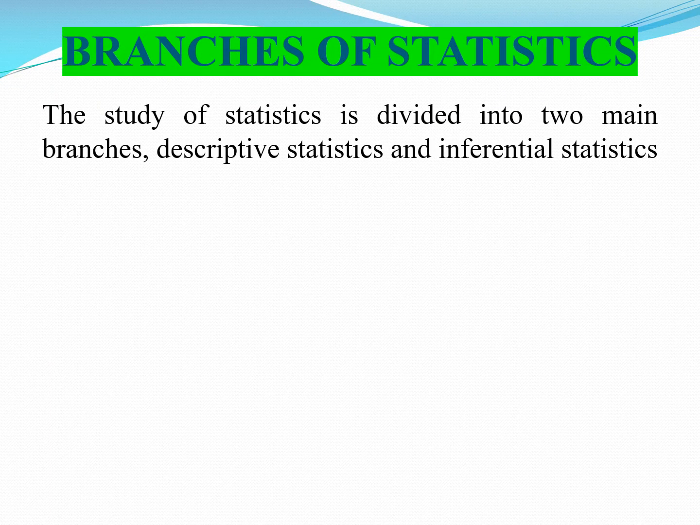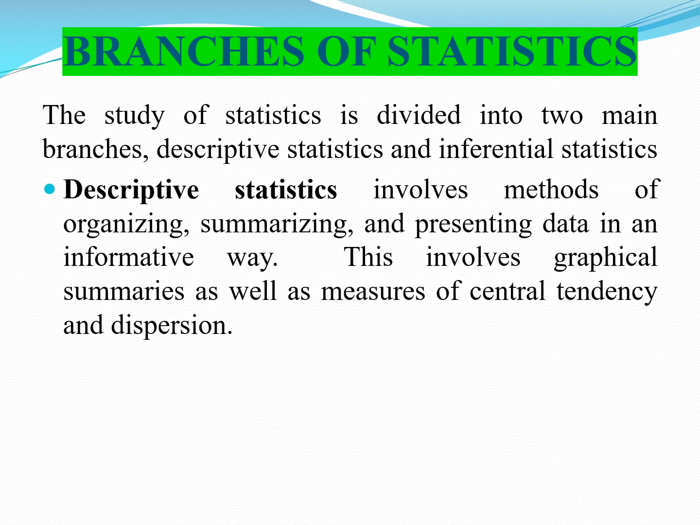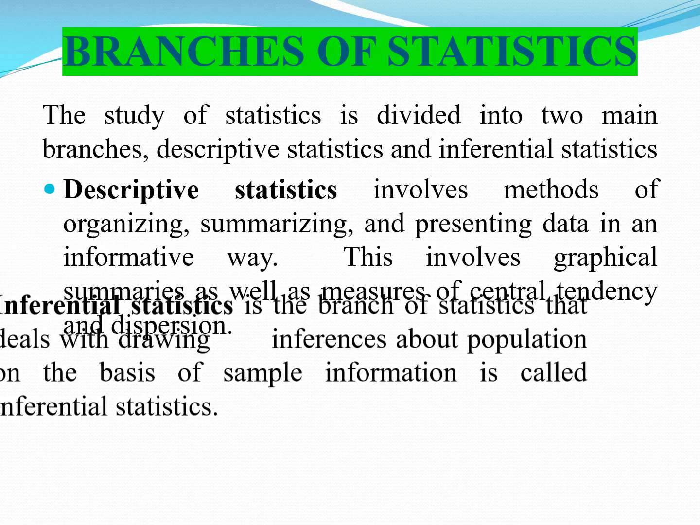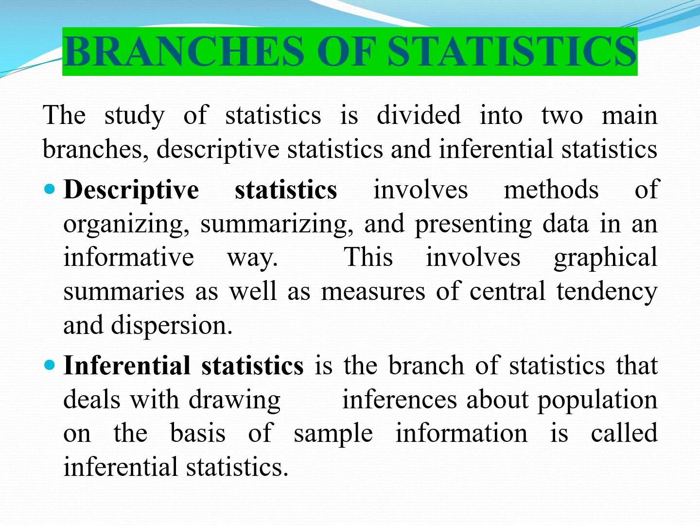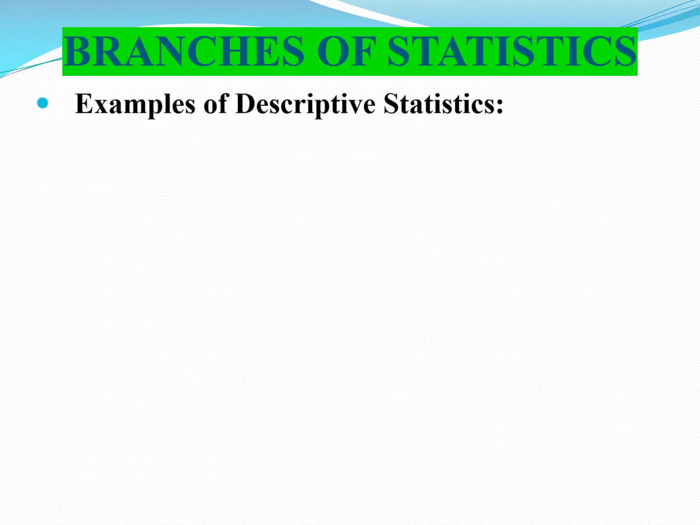The study of statistics is divided into two main branches: descriptive statistics and inferential statistics. Descriptive statistics involves methods of organizing, summarizing, and presenting data in an informative way. This involves graphical summaries as well as measures of central tendency and dispersion. Inferential statistics is the branch of statistics that deals with drawing inferences about a population on the basis of sample information. Here we will present some examples which will help you in understanding the basic difference and the main concept.